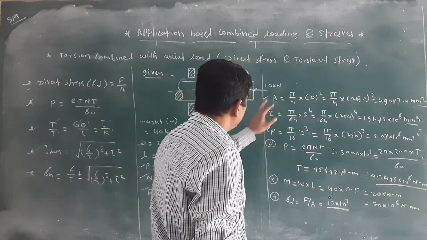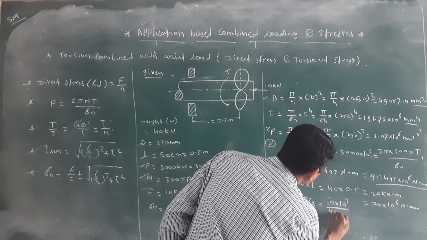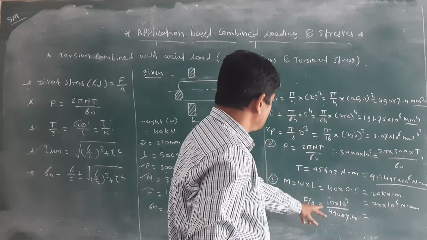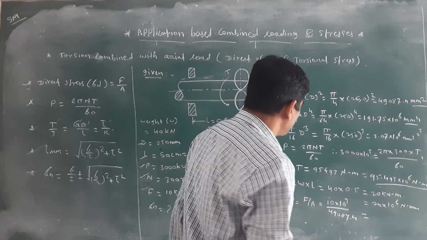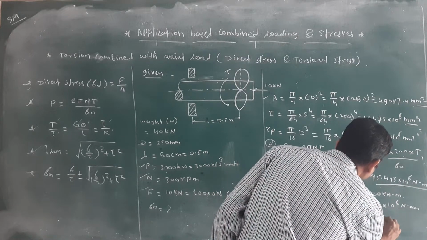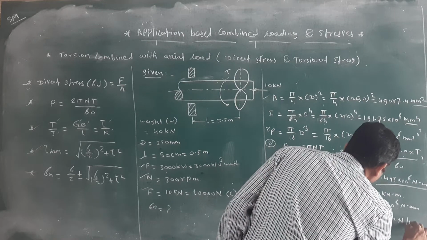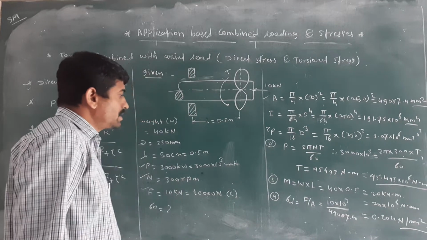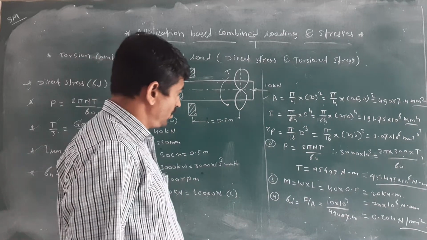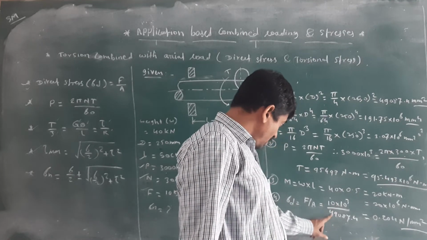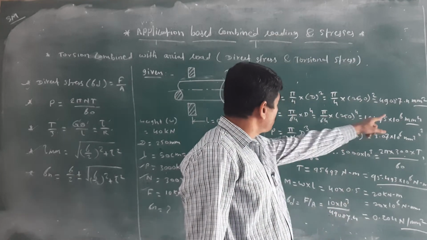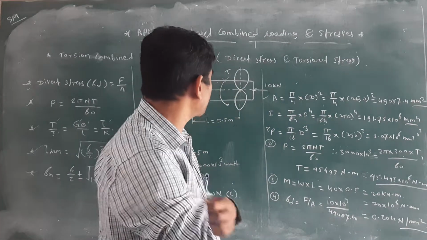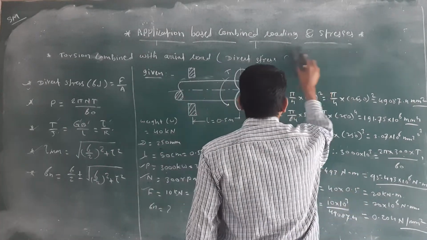What is the area? We have calculated the area, 49087.4. Once you put in these values, you can easily calculate 0.20 Newton per mm square. What is the unit of stress? Newton per mm square, because the force unit is Newton and the area unit is mm square. Once you have calculated this, see the next one.